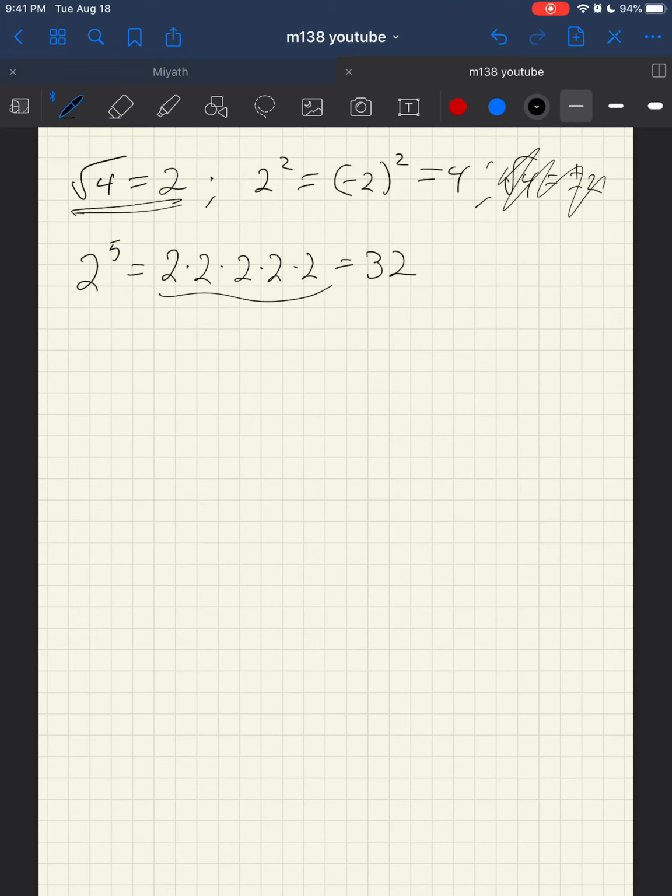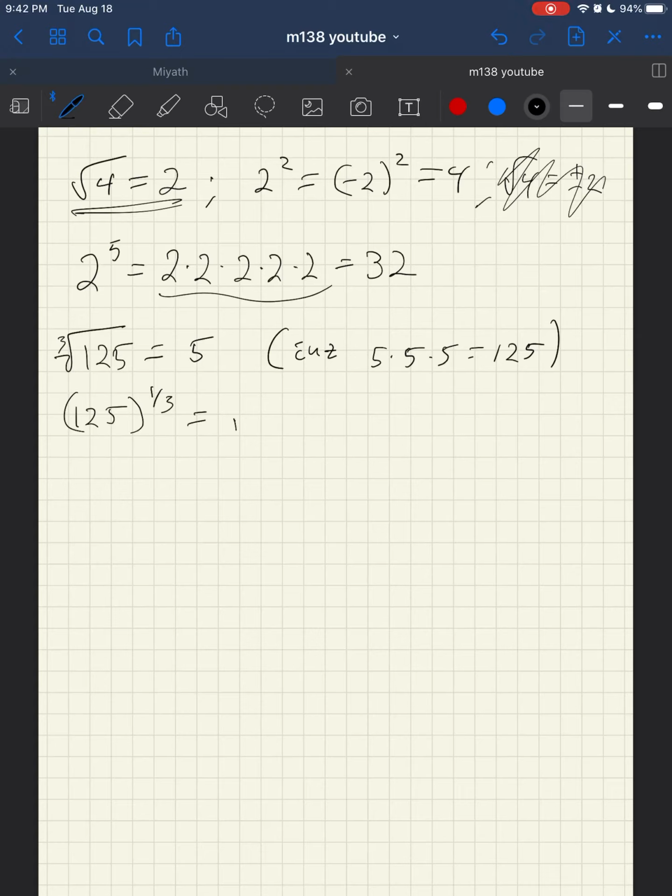All right. Similarly, what if I have something like 125, and I want to take a cube root? So now I'm looking for the number that when multiplied by itself 3 times gives me 125. And what number does that? Well, that's going to be 5, and that's because 5 times 5 times 5 is 125. All right? So an alternative notation for this is 125 to the 1/3 power. So that's the same as the cube root of 125.